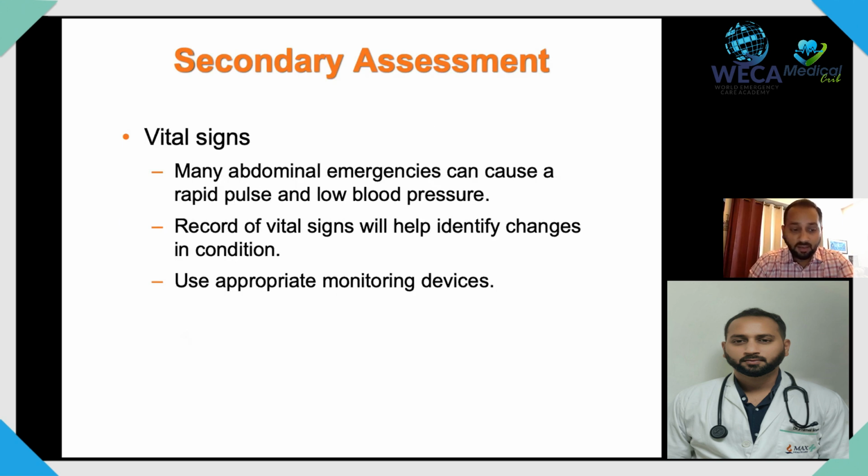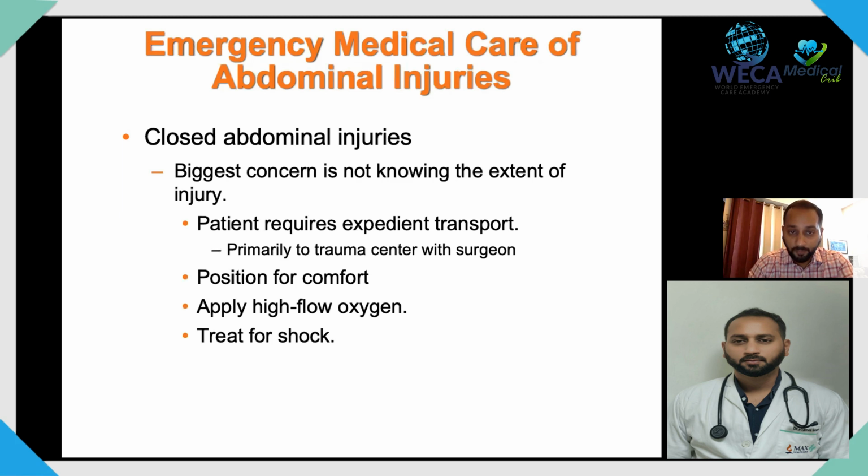Vital signs in the secondary assessment need to be checked. Most abdominal trauma, if there is an injury to a solid organ, can cause a rapid pulse and a low blood pressure due to massive internal bleeding. So recording the vital signs like the pulse, the blood pressure, and the saturation can help us monitor the changes in the condition of the patient and give us an idea about how severe the possible or suspected internal bleeding is.